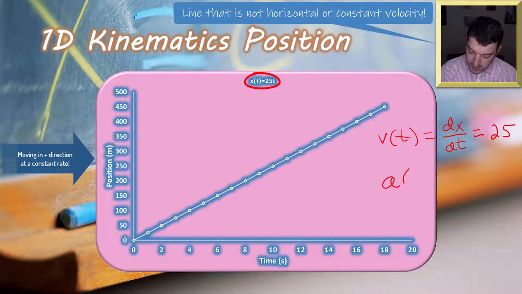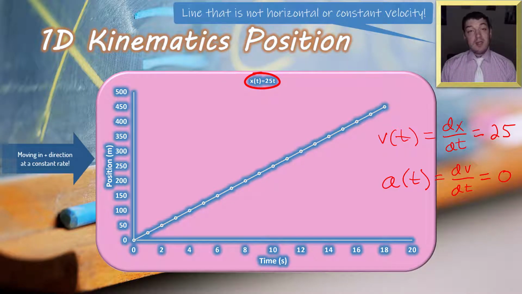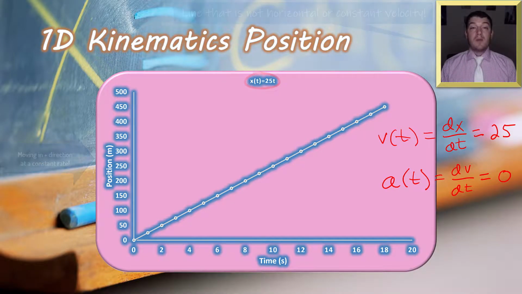If we're looking to see what acceleration as a function of time is, that's the derivative of velocity with respect to time. And since velocity is 25, or a constant, the derivative of a constant is 0. As anticipated, the acceleration is 0.